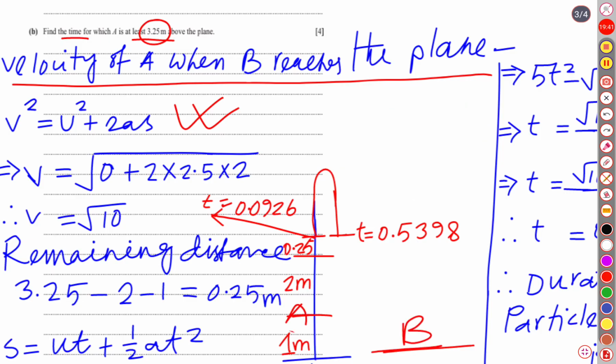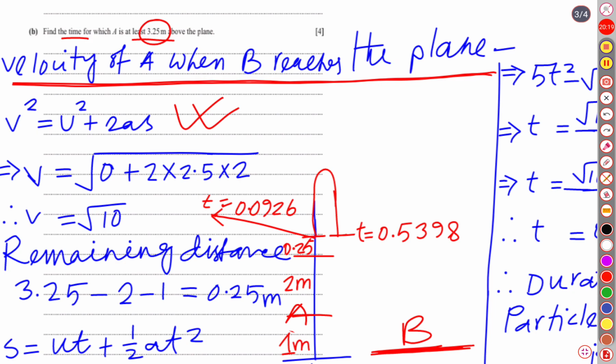Now you may ask one question: the velocity of A when B reaches the plane, what is the connectivity between B and A? Actually, as both of them are undergoing the same tension, same force, same acceleration, the velocity of both of them will also be the same until B reaches the reference line. So V square is what we are finding in terms of B, because the acceleration or velocity of B is applicable for A also at the same instant.